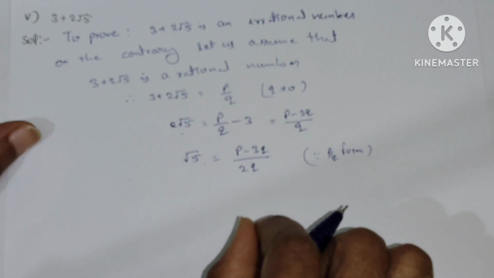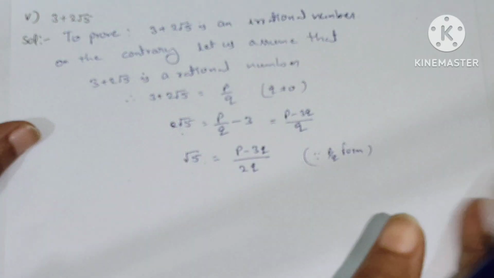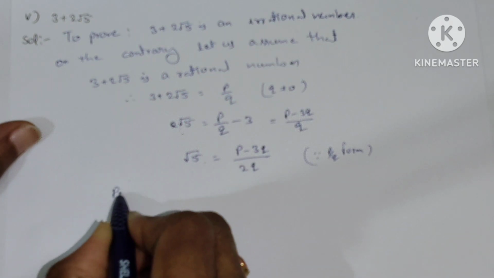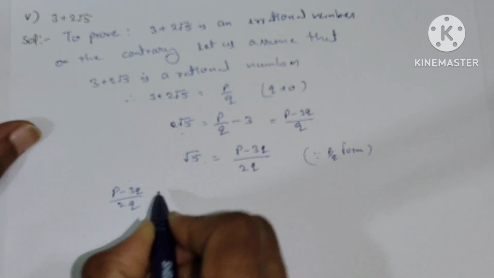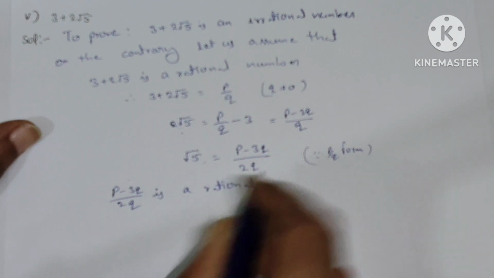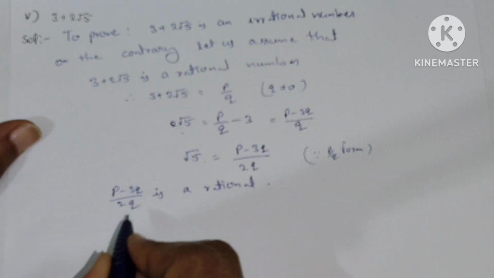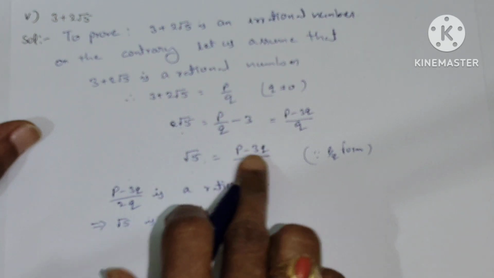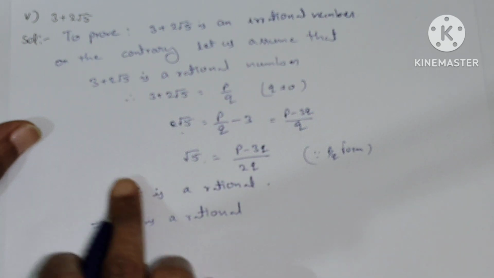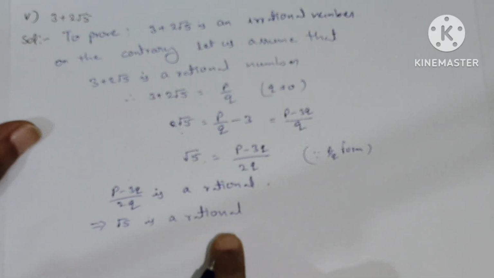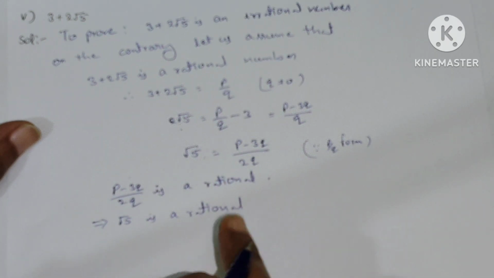So 3 plus 2 root 5 is a rational number. We write that one. So hence (p minus 3q) by 2q is a rational number. Is a rational number means root 5 is a rational number, because these two are equal. These two are equal means this one is p by q form, a rational number, equal to root 5. Root 5 is a rational number. Root 5, already we know the fact, is an irrational number.